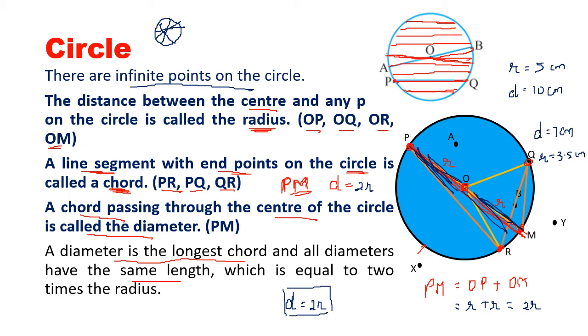So which are the new definitions you learnt here today? What is a chord? A line segment whose endpoints lie on the circle is called a chord, and the chord which passes through the center is called the diameter. So diameter is the longest chord. Now we'll go to certain other definitions.